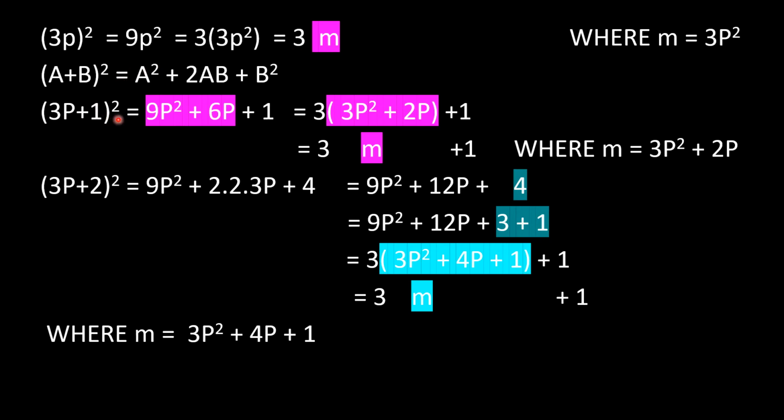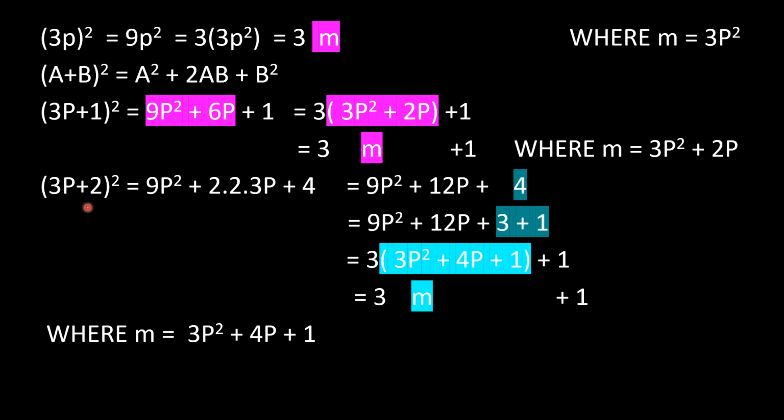And 3p plus 1 the whole square. When you square it, you have to use the a plus b the whole square formula, a square plus 2ab plus b square. A square is 3p the whole square, 9p square, plus 2 3s are 6p plus 1. So from this 9p square and 6p, we can take 3 out. When you take 3 out, 3 into 3p square plus 2p plus 1. Instead of this 3p square plus 2p, I am going to apply m. So 3m plus 1, where m equal to 3p square plus 2p, right?